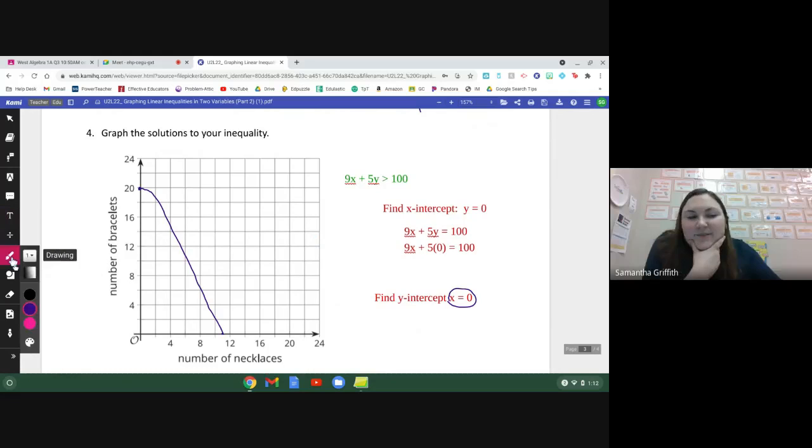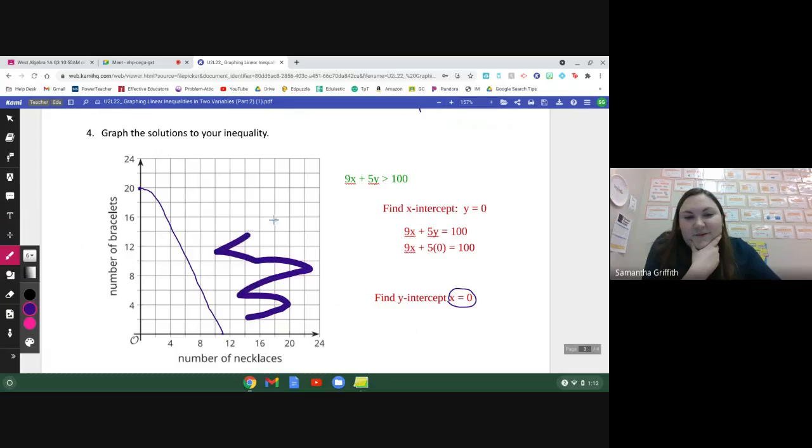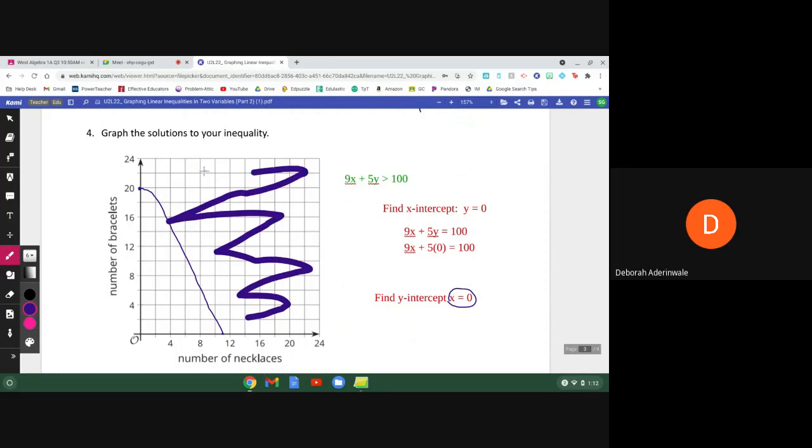Where should I be shading? Just shade all the parts above the solid line. Why am I shading above? Because any point above that will give us a profit of over 100.